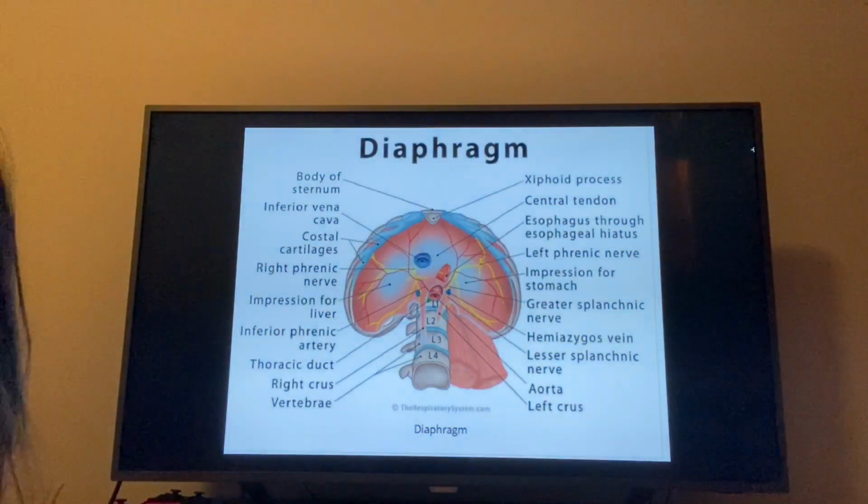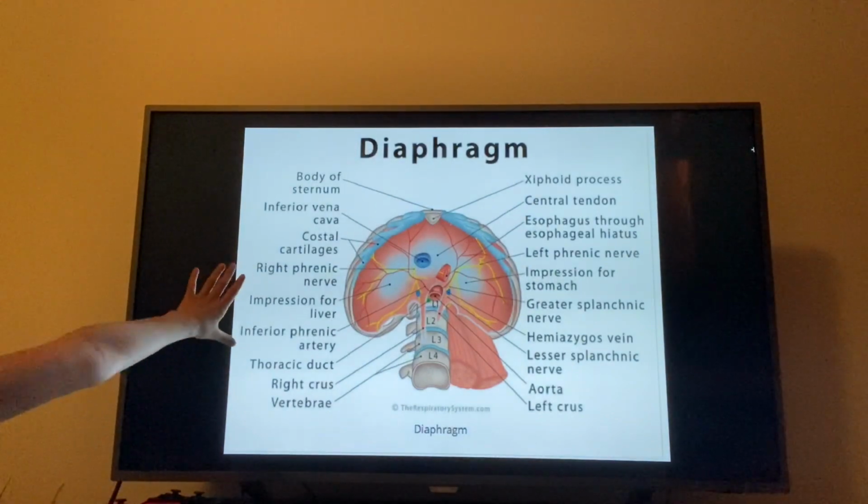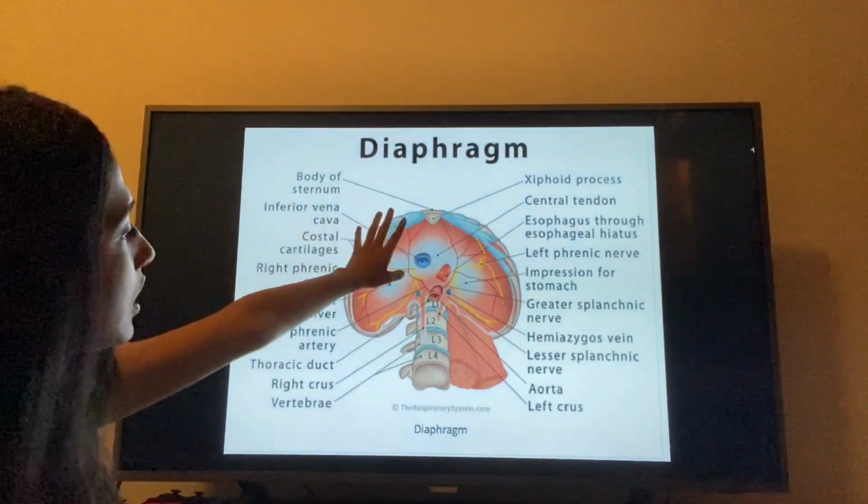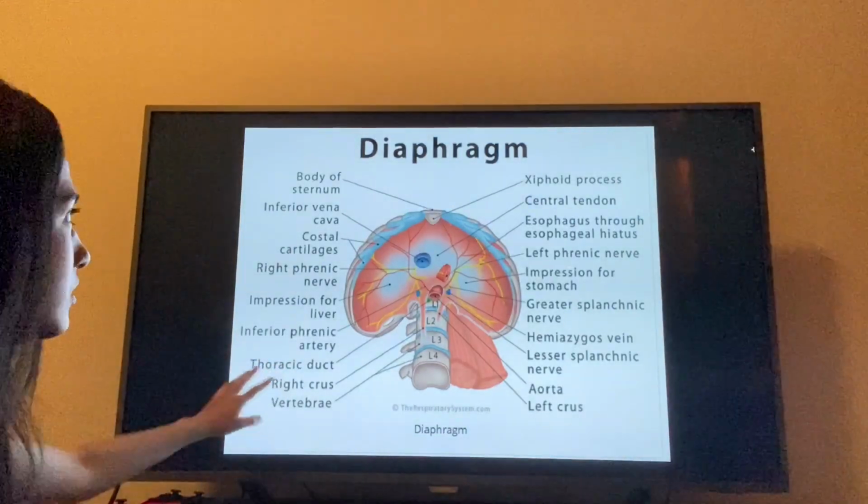Here you can see a picture of the diaphragm, which is labeled. These are all the important labels that you need to know.